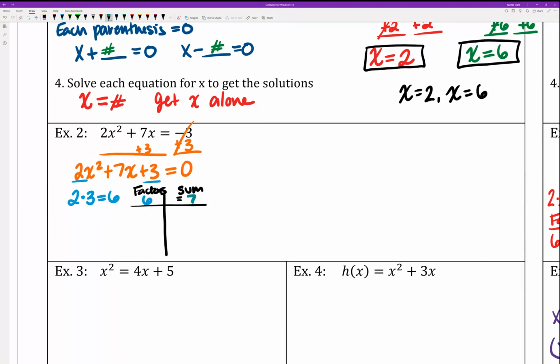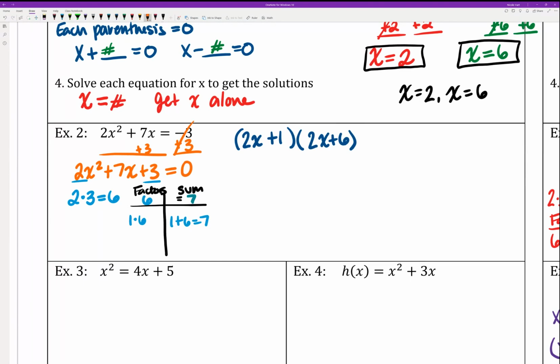So things that are going to multiply together to be 6 include 1 times 6. And then if we do 1 plus 6, that does in fact equal 7. So our factors are going to be 1 and 6. So in order to factor this, we have to take into account that we are starting off with a 2 at the beginning. So you can either do reverse box method, or you can set this up with parentheses and start off with a 2x at the beginning of each parenthesis, so 2x plus 1 and 2x plus 6. I'll do the reverse box method in a moment so we can also see what that looks like.